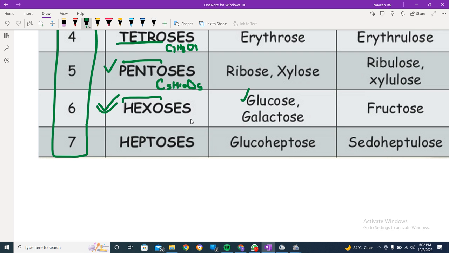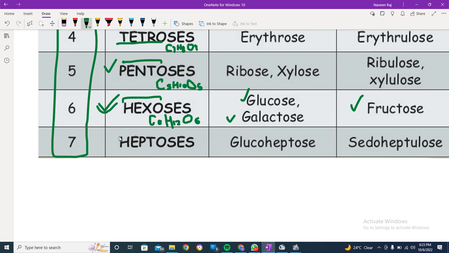From here you get to know that hexoses are C6H12O6. You may be thinking that this is the formula of glucose, but do remember this is a general formula. We can have glucose of this formula, galactose, fructose, and other compounds as well. The only difference is the structural difference, and we will be looking into how the difference is. Don't worry about that for now.